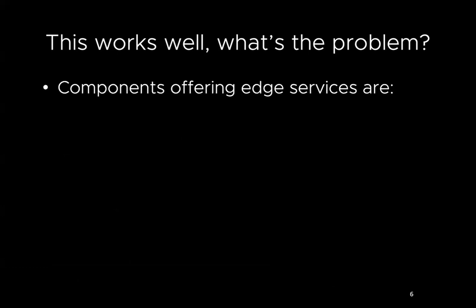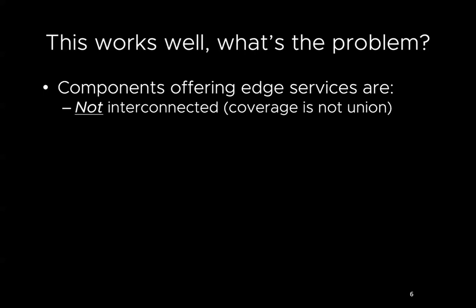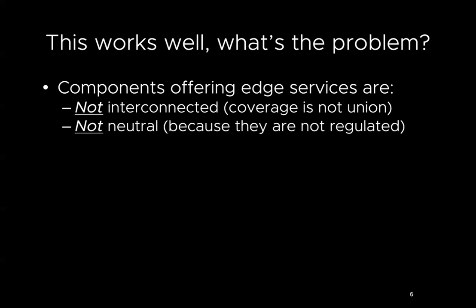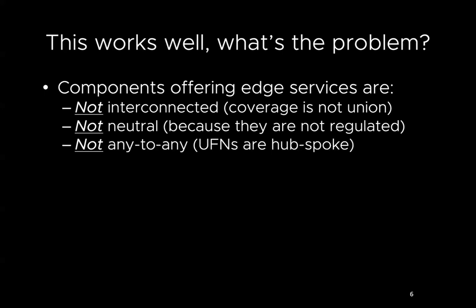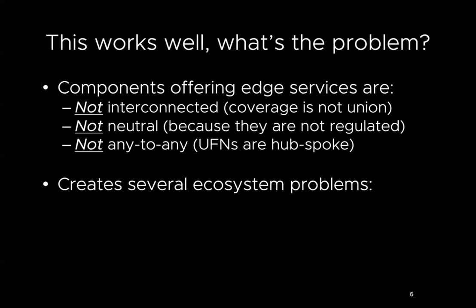Because when you look at the infrastructure, you notice that the new components offering edge services are not interconnected. So the coverage provided by the ESPs is not a union of their individual coverage. It is not neutral because they have no history of such regulation. There's nothing preventing the ESPs from discriminating against specific customers. Not any-to-any, because the UFNs are essentially hub and spoke.